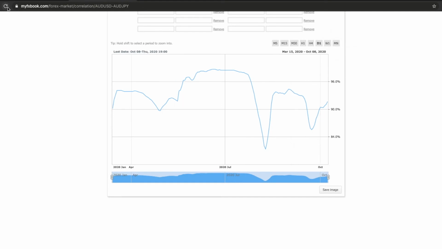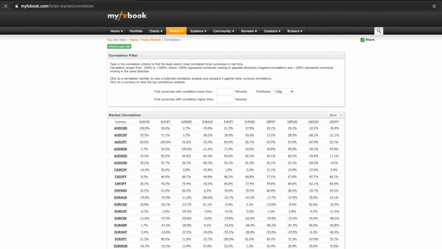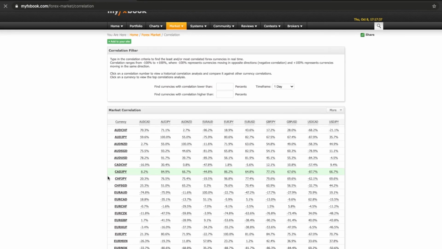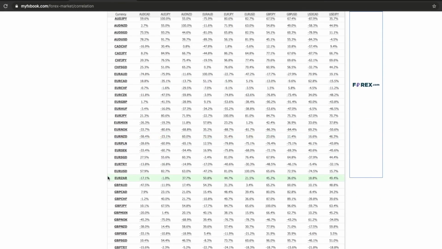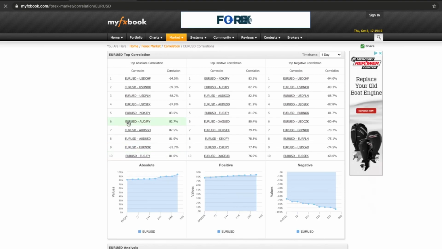But let's just go back and I will show you our second example, which was Euro US dollar. And you can see the negative correlation that's the highest is with US dollar Swiss franc at 94%. So that is over here in the negative correlation. It'll show you all the negatives, and over here all the positives.